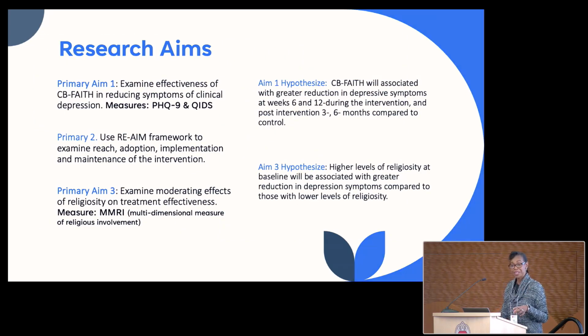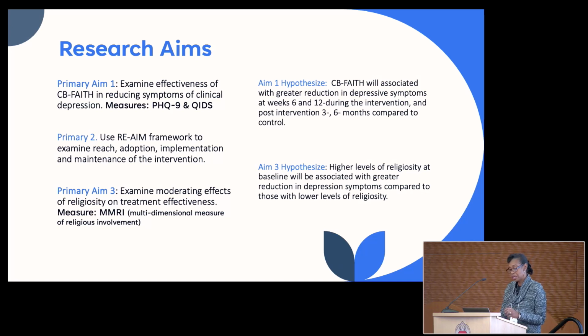So once we develop the intervention, then the next step is to get funding to begin our efficacy trial. The first primary aim is to examine the effectiveness of the intervention in reducing symptoms of clinical depression. Our measures include the PHQ-9 as well as the QIDS, the Quick Inventory of Depression Symptomatology.